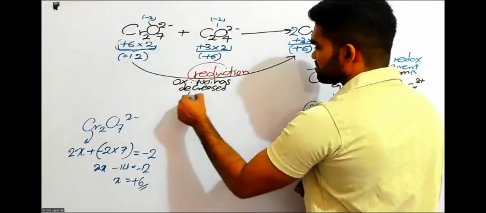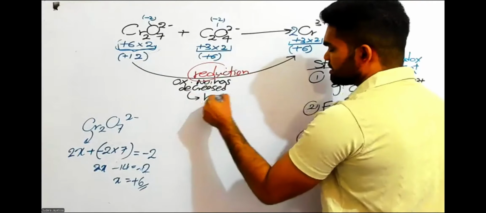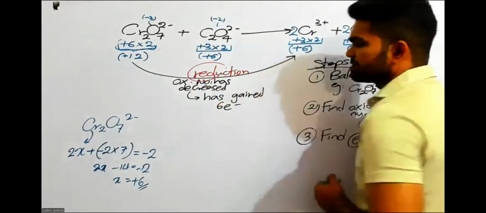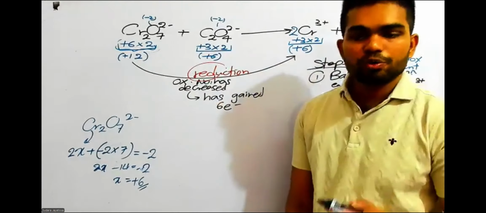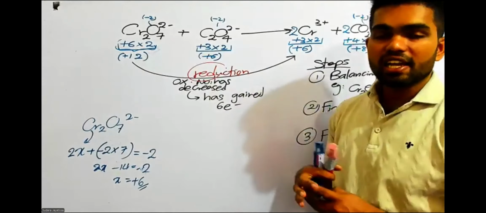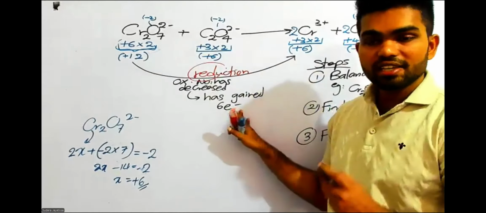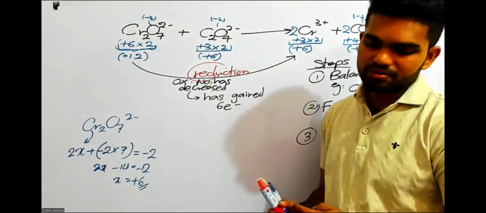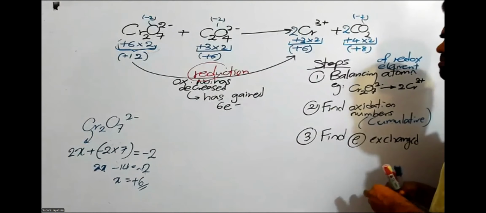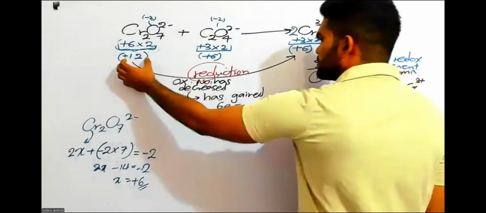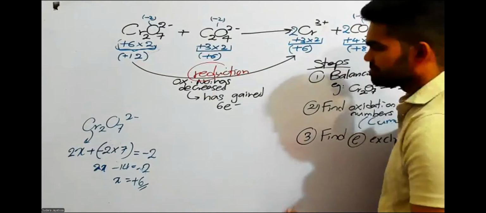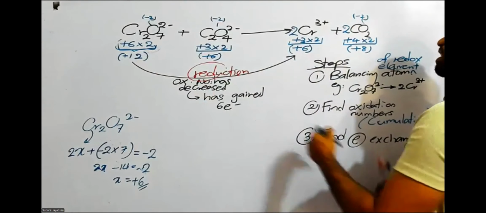So during this reduction, how many electrons has it gained? It has gained 6 electrons. When chromium atoms are undergoing reduction here, they are gaining 6 electrons in total. Understood? Simply get the difference, plus 12 to plus 6. So 6 electrons are gained. Simple.